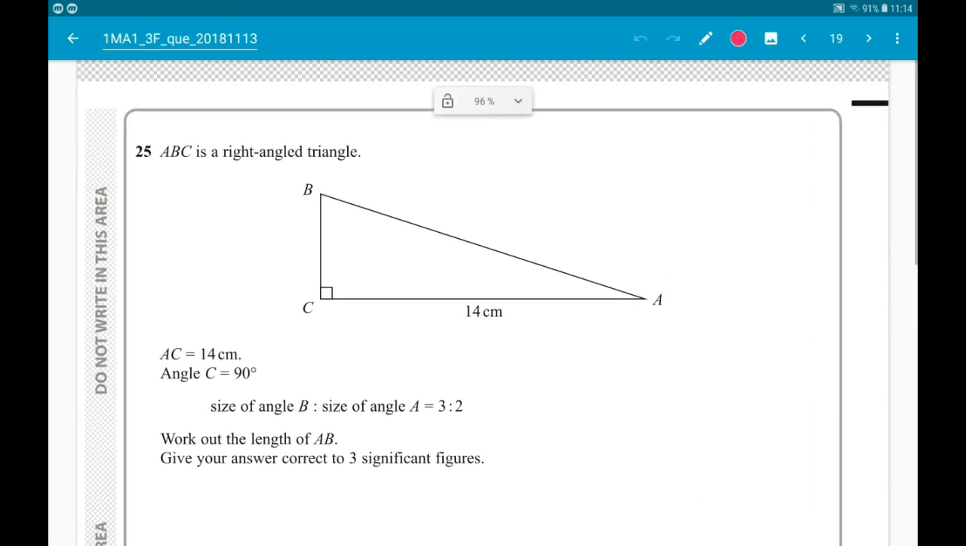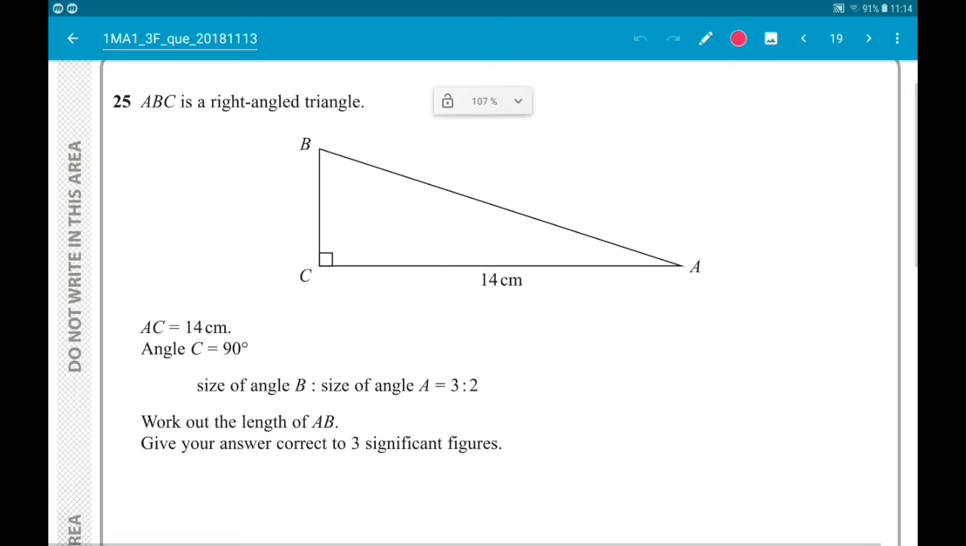Okay, 25. So this is a nice combination. I say nice, it's quite horrible. It's a combination of ratio and SOH CAH TOA. So my SOH CAH TOA playlist will be down below. So ABC is a right angle triangle. We're told that AC is 14 centimeters. Angle C is 90 degrees. The size of angle B to the size of angle A is 3 to 2. Work out the length AB. Give your answer correct to 3 significant figures.